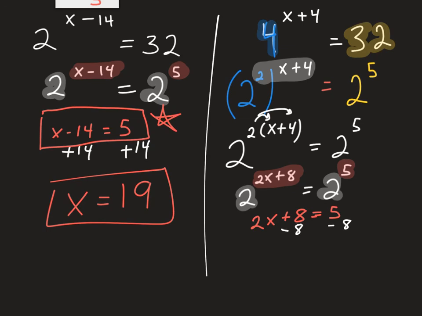So subtract 8 on both sides. Now I'm at 2x equals 5 minus 8. Well, that's going to be negative 3. And divide by 2 on both sides. We can write that in, so over 2, over 2. All right. And then finally we have x equals negative 3/2 for my final solution.